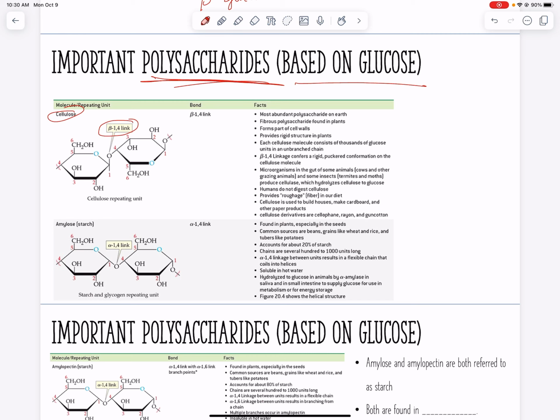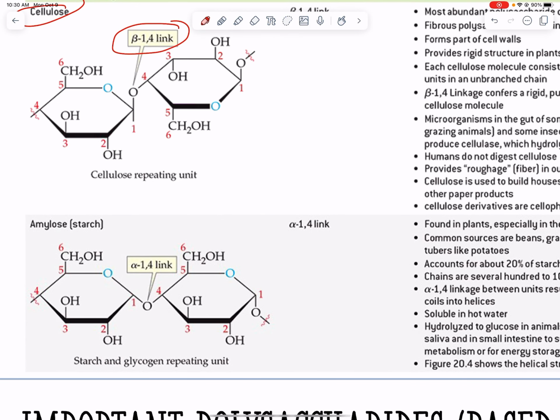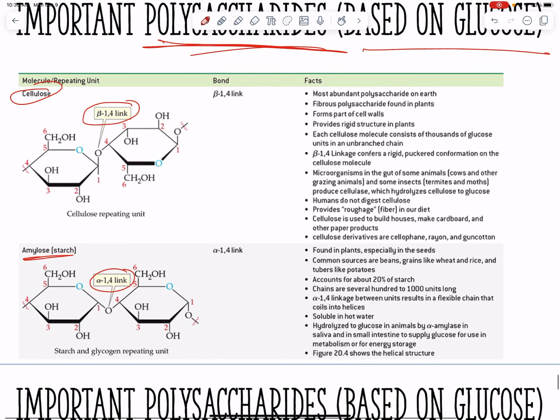I don't know if you remember, last week I said we do not have the enzymes to digest cellulose because we don't have the enzymes to break apart a beta-1,4 glycosidic bond. We do have the enzymes to digest or break apart or hydrolyze alpha-1,4 linkages, which is why things like amylose, starch, are digestible to the human body. That's kind of indicated right here on the table.